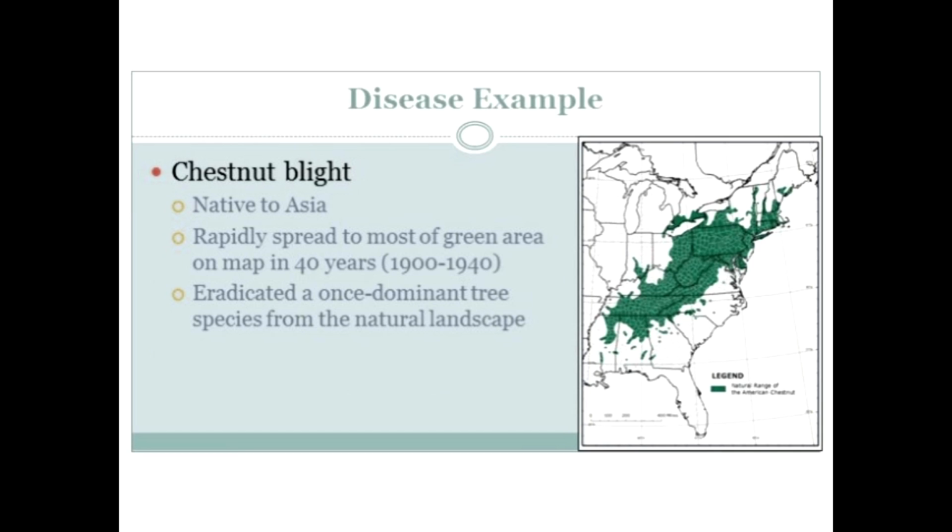Classic disease example is chestnut blight. Native to Asia and rapidly spread to most of the green area on the map here in only about 40 years. And it basically effectively eradicated a once dominant tree species from its natural landscape. You may know American chestnut, it's not completely eradicated, but if you don't treat it with chemicals to keep it safe, it'll only grow to be about finger width in diameter before it gets infected by chestnut blight. It's still out there. So you get a lot of these resprouting plants, but it's nothing like its former glory was.